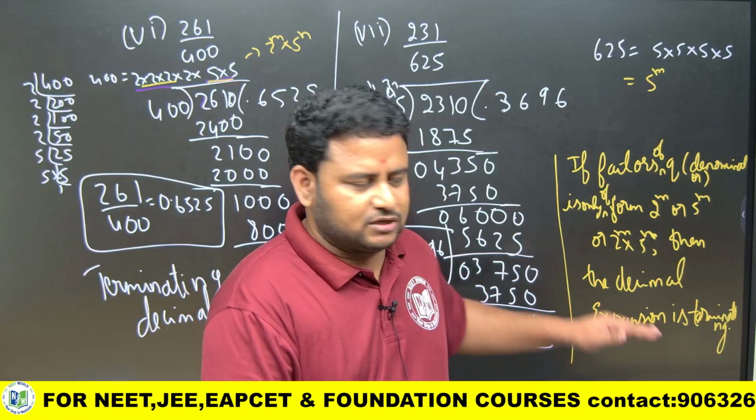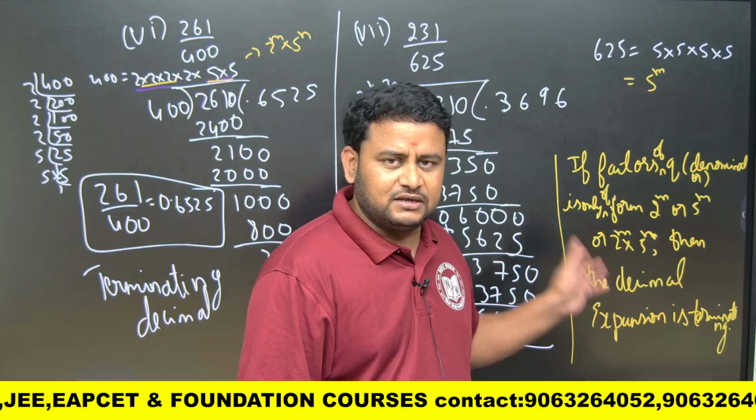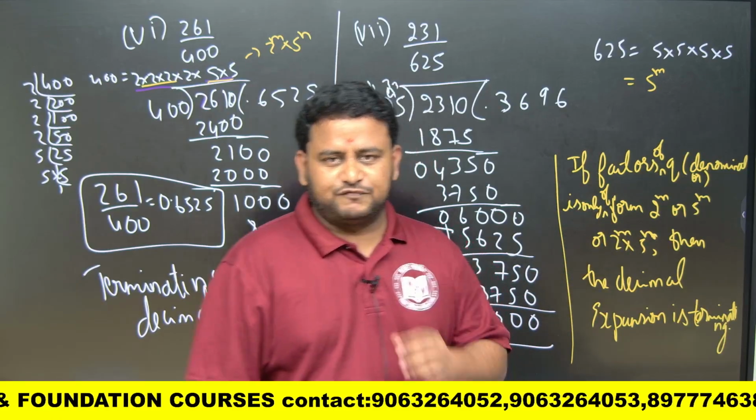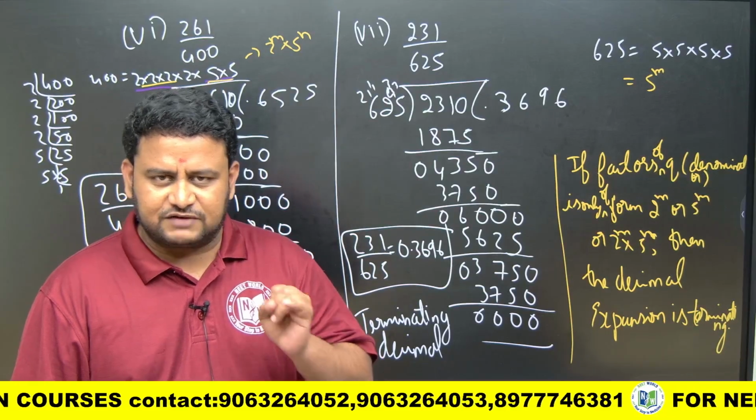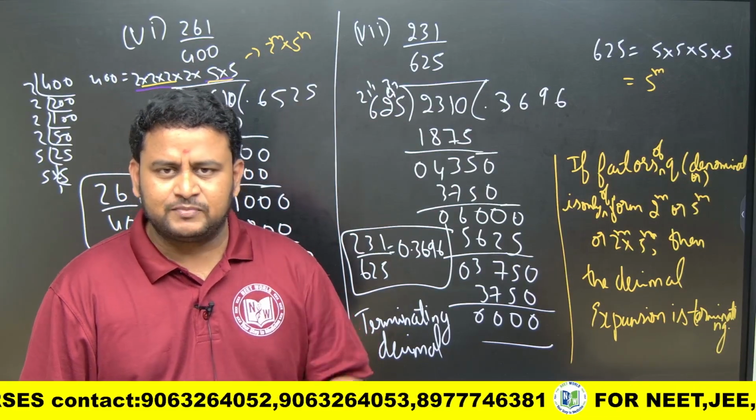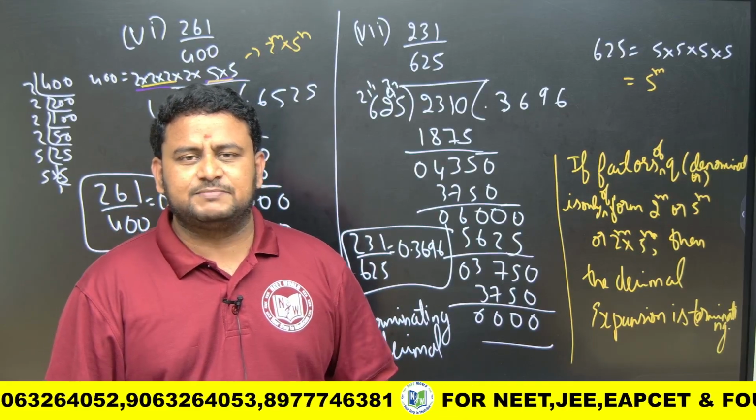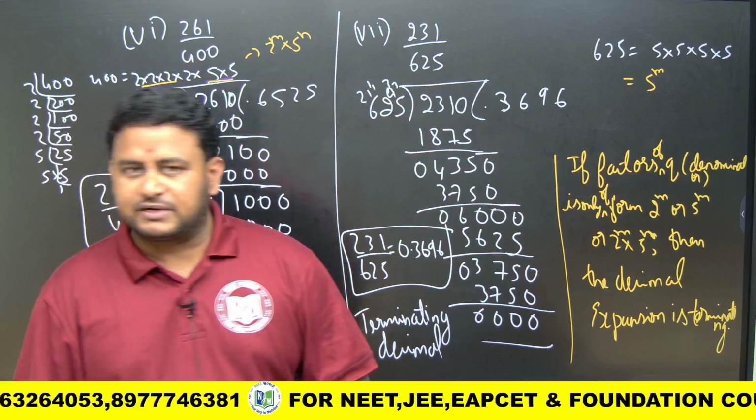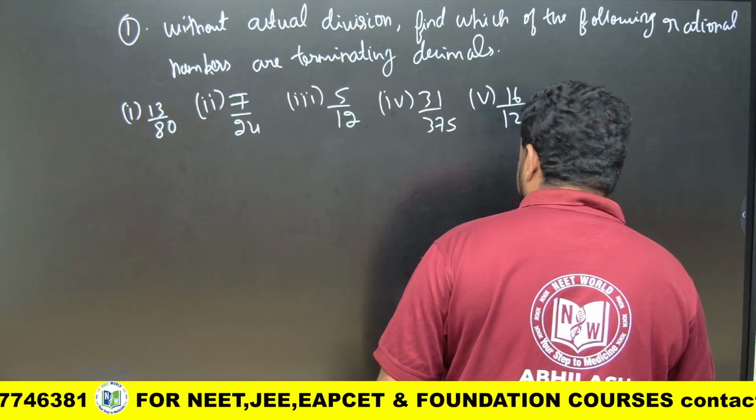So if the denominator is of the form 2 to the power of m or 5 to the power of m or 2 to the power of m into 5 to the power of n, then that decimal expansion is called a terminating decimal expansion. For such questions, check only the denominator factors. So even without doing the division, you can get the answer to this question.